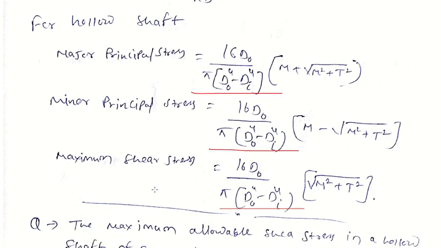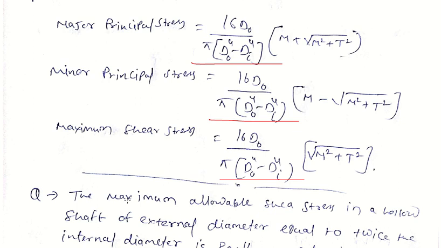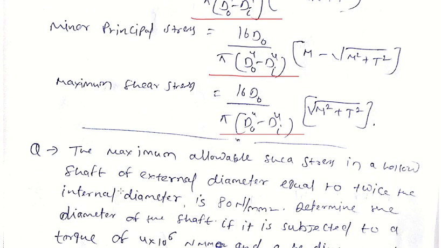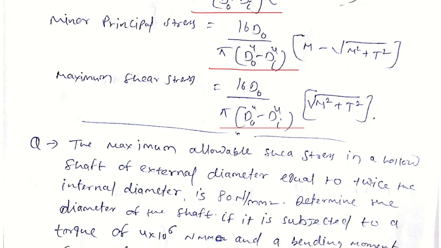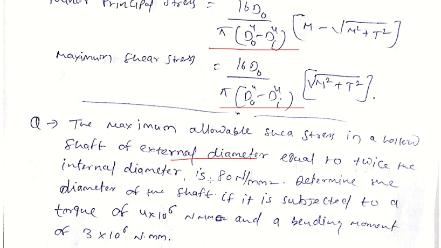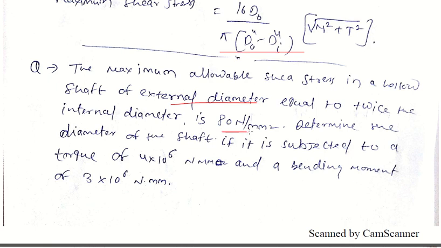Now the time for problems. Now here is the question. The maximum allowable shear stress in a hollow shaft of external diameter equal to twice the internal diameter. Here is one condition: the outer equals 2 times the inner. The maximum allowable shear stress is 18 Newton per mm square. Determine the diameter of the shaft if it is subjected to a torque of this value and the bending moment value. Now here is the condition of combined stresses.